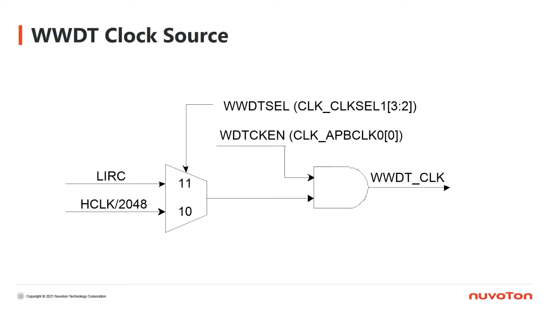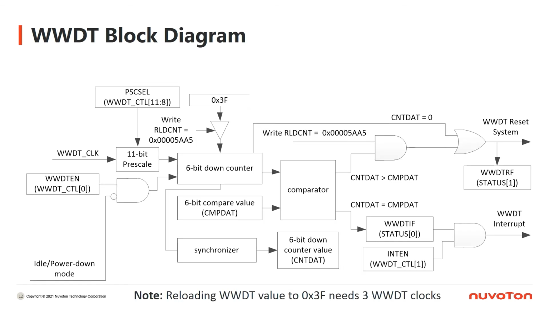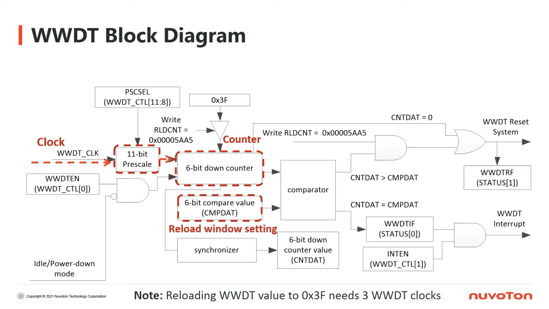Here's the block diagram of WWDT. First, the clock will go through a prescaler to adjust the frequency for a WWDT counter. Then, the 6-bit down counter starts to count down from hex value 3F. There is a 6-bit compare value called CMP-DAT.